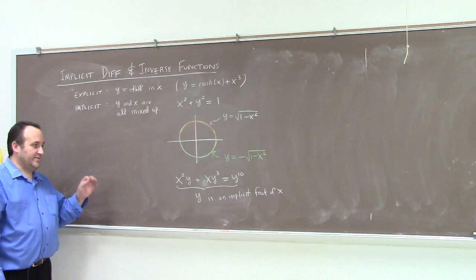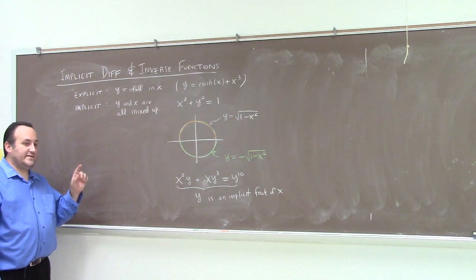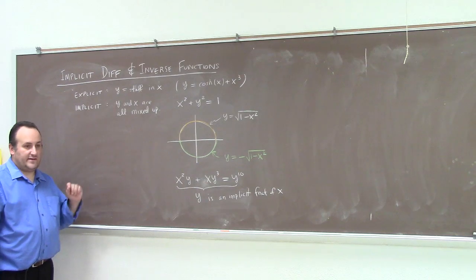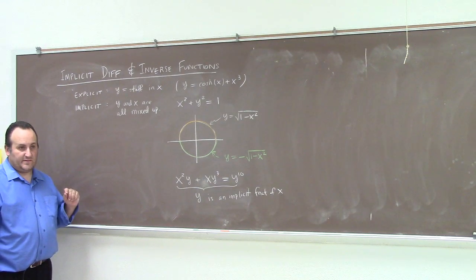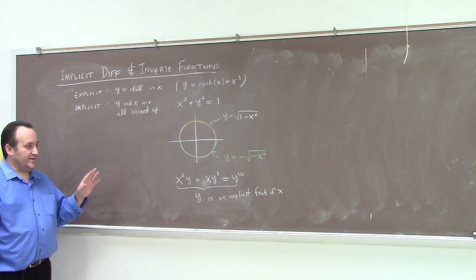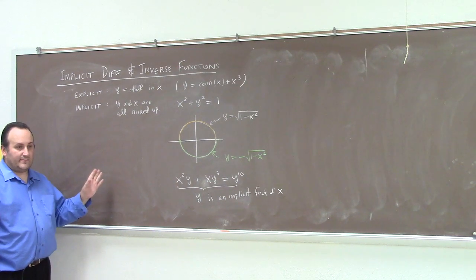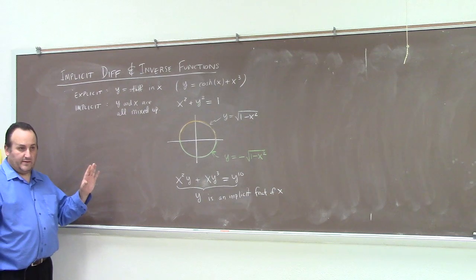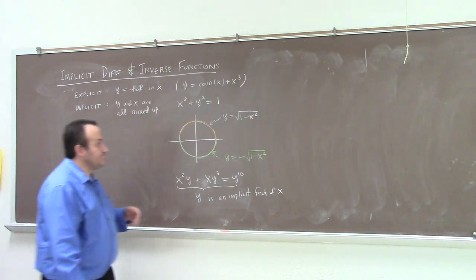So this is why implicit differentiation is important, because we can still implicitly differentiate such implicit relations. And through implicit differentiation, we can understand how the rate of change of y relates to x. All right? So let me show you an example.